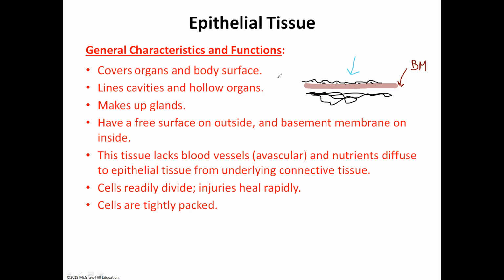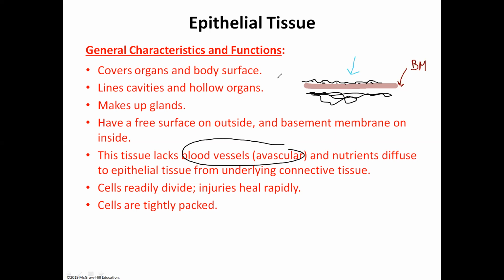One thing to keep in mind with epithelial tissue is it lacks blood vessels. So we refer to this as being avascular. As a kid, you may have put little bobby pins in your fingers, or maybe you got a paper cut that didn't bleed, because if you're on the superficial aspect, you're using epithelial tissue.